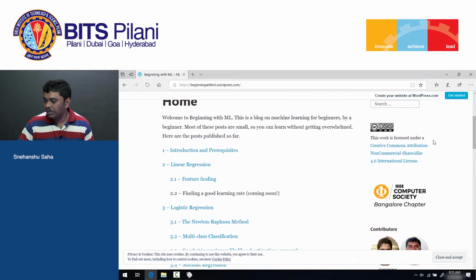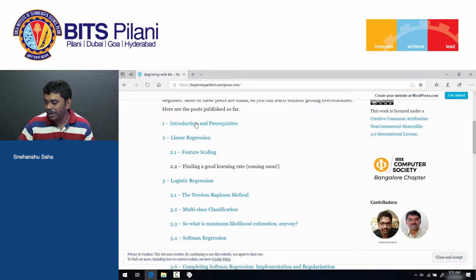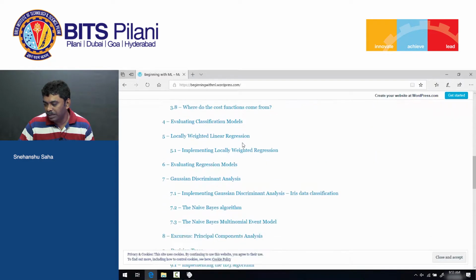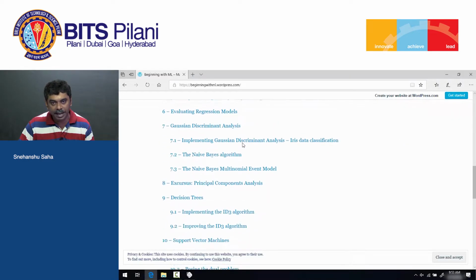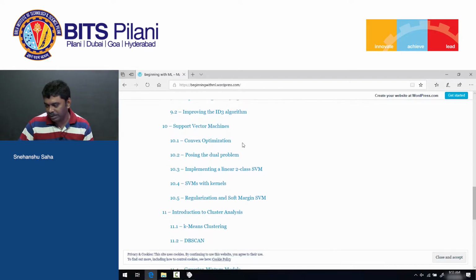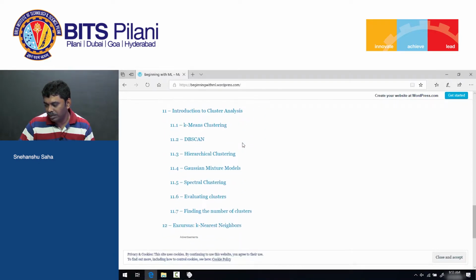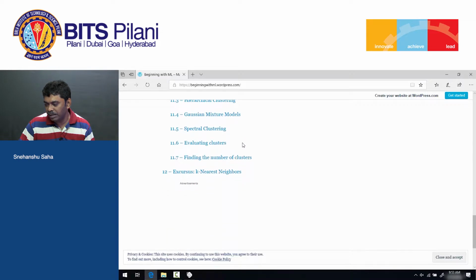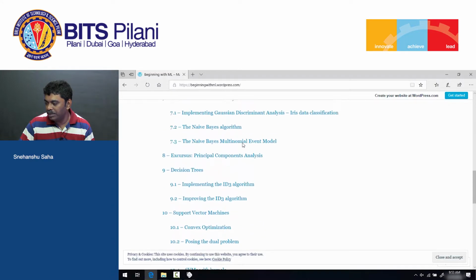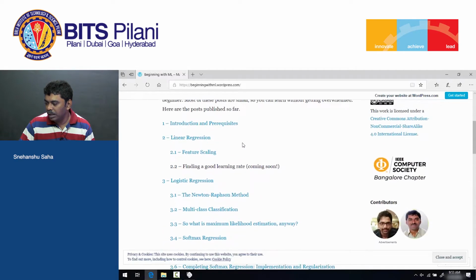Right, and so you can see we start with introduction and prerequisites, and there are a bunch of things that we covered, including regression models and also some classification, the Gaussian discriminant analysis. Some of the content that's here is additional to what I have covered so far, and support vector machines up to regularization and some clustering methods. In fact most of the clustering methods, and there are some short notes on some things such as k-nearest neighbor.